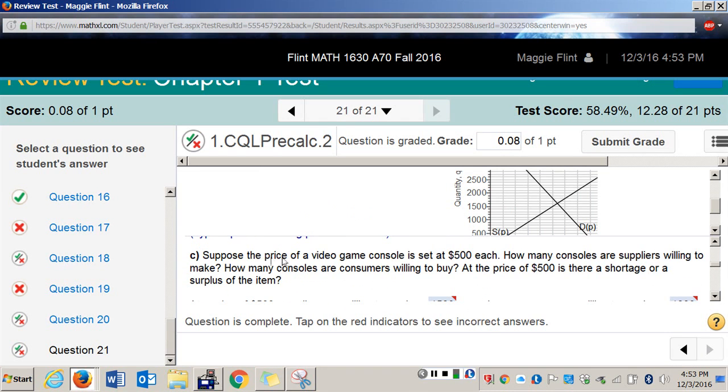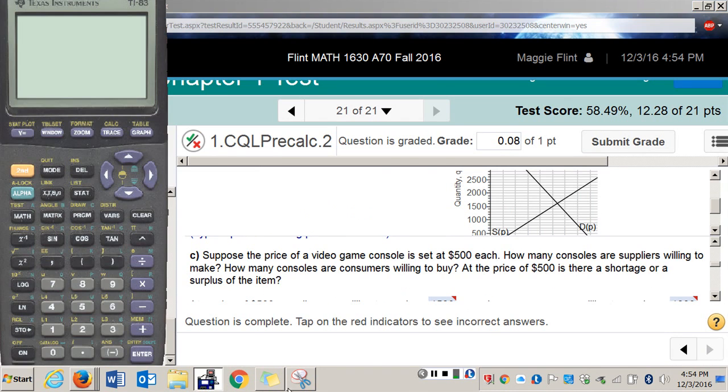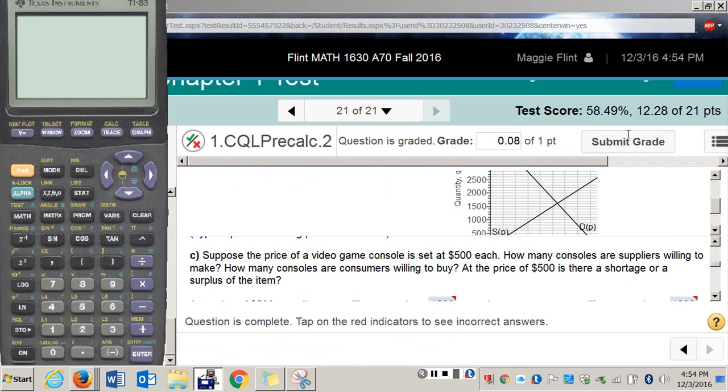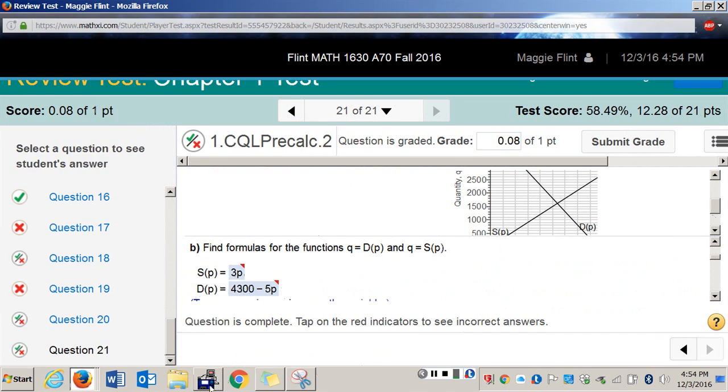So it says, suppose the price of a video game console is set at $500 each. How many consoles are suppliers willing to make? How many consoles are consumers willing to buy? At a price of $500, is there a shortage or is there a surplus? Well, we'll turn to the graphing calculator to help us out with that. Get our equations back up here. And I think we'll just go with the equations from the problem here since they're easier to read.